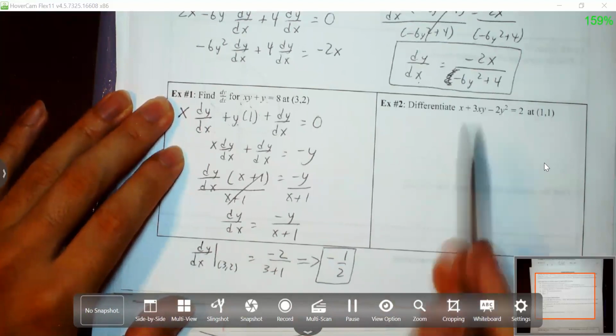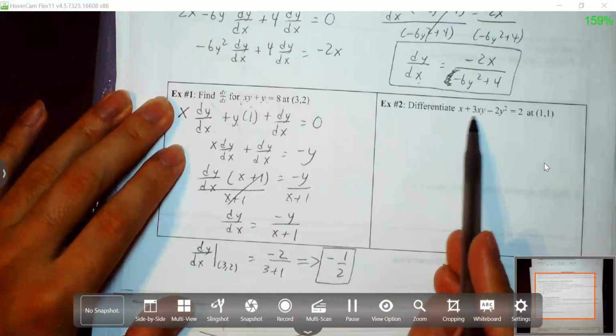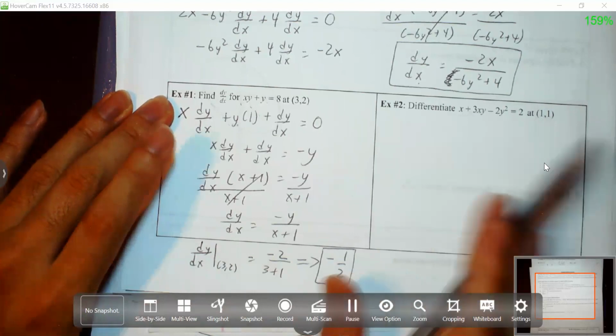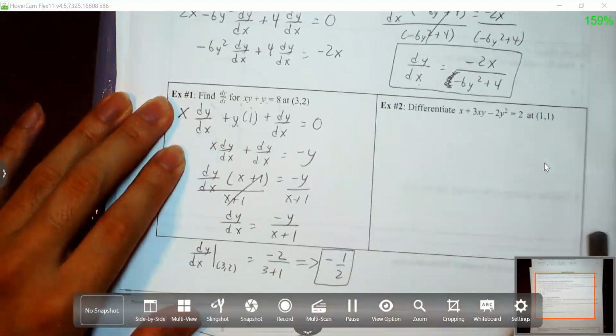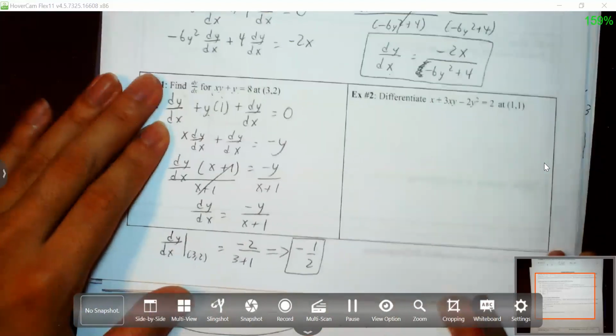Okay, if you think you know what's going on, maybe try example 2 on your own. If you don't know what's going on, just go ahead and follow along and then try maybe the next example on your own. So if you want to try it on your own, pause the video.